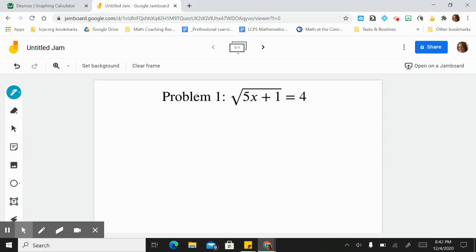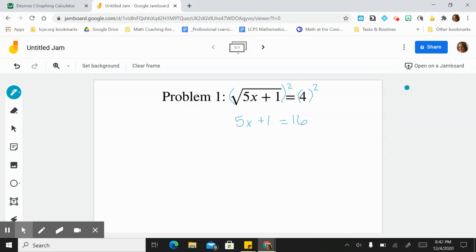Another thing that we could do, an algebraic step to eliminate that square root sign, is to square both sides. That happens because it's the inverse of square rooting. It would be the square. And so when we do that, this square root symbol gets eliminated, and we get 5x plus 1 is equal to 16.